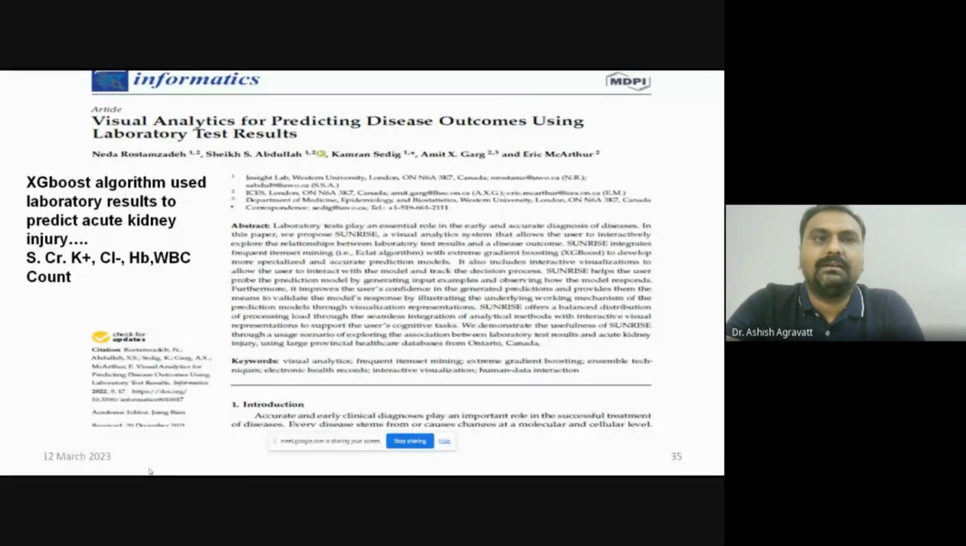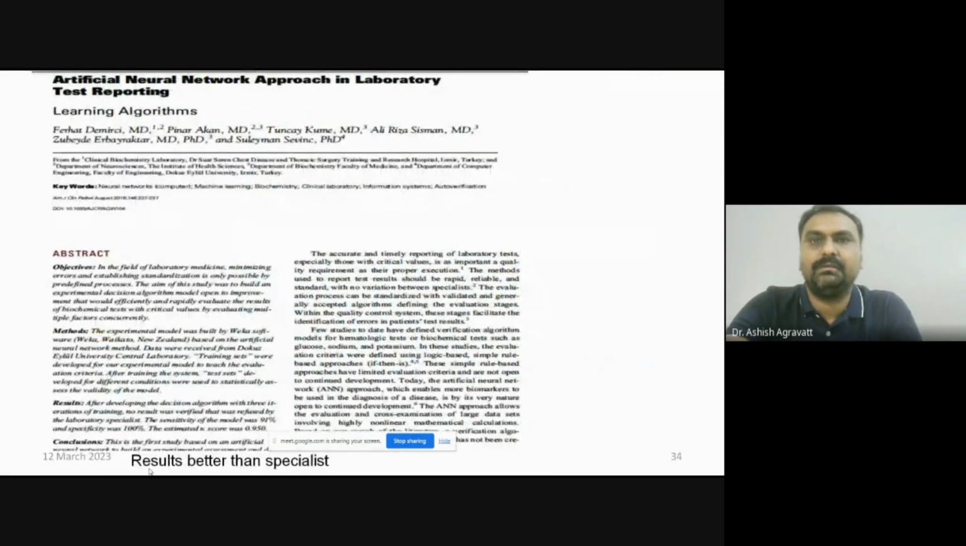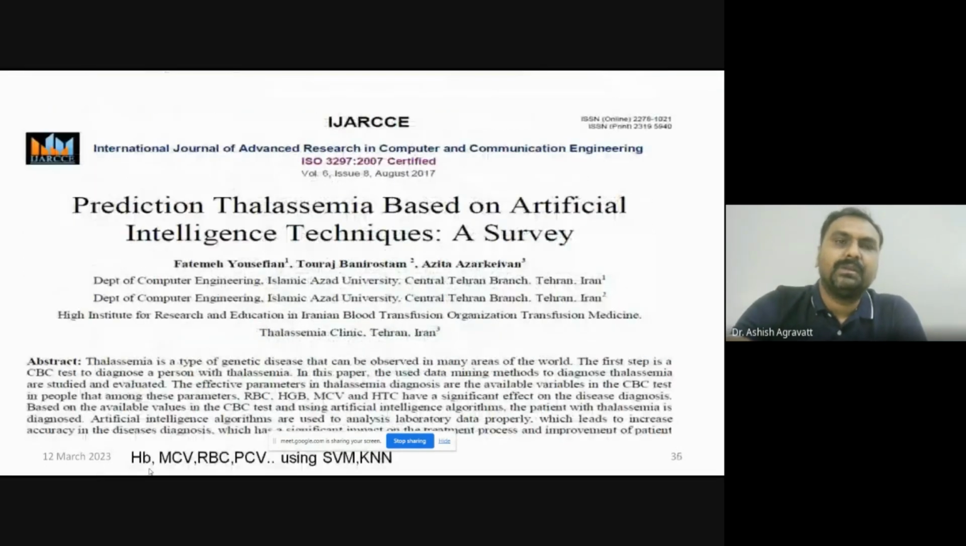Here's another article regarding visual analytics for predicting disease outcome using laboratory test results. Here they used the XGBoost algorithm to predict acute kidney injury using different biochemical parameters like serum creatinine, potassium, chloride, hemoglobin, and WBC counts. Based on these parameters, the machine automatically detected whether the patient has acute kidney injury or not, far better than humans. This is another article that predicts thalassemia based on an artificial intelligence technique.